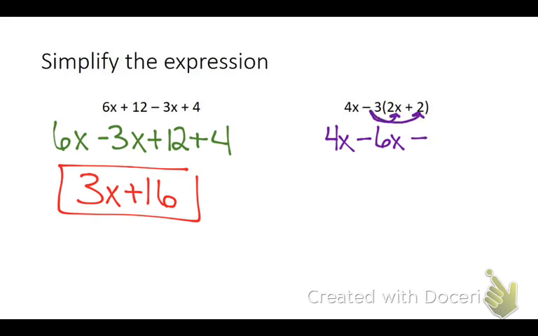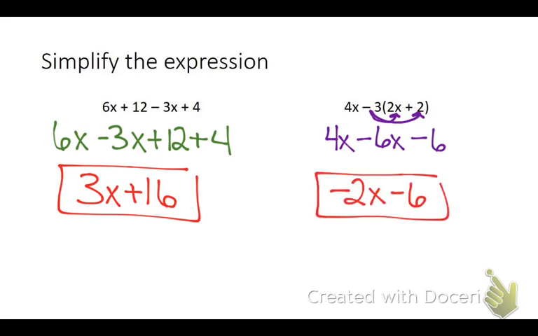Negative 6. All right, so now I have to ask myself, is this my final answer, or is there anything else that can be simplified more? 4x minus 6x. And what is 4x minus 6x? Negative 2x. So we also have to train our minds to understand that even though we kind of tend to think that our answers should be positive, it's okay for our answers to be negative.